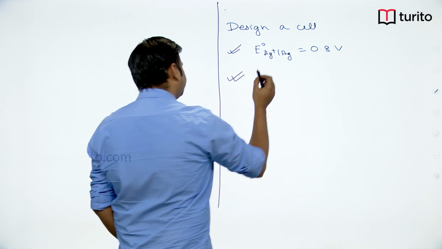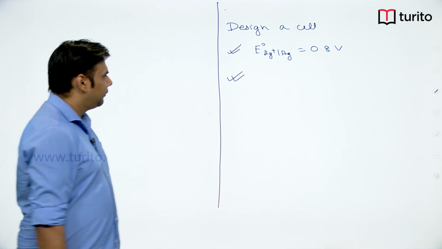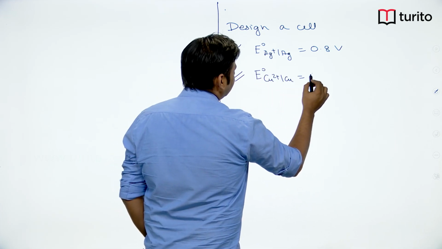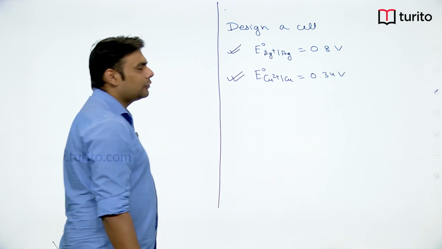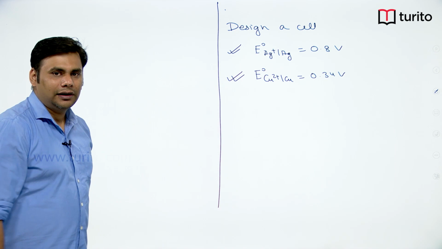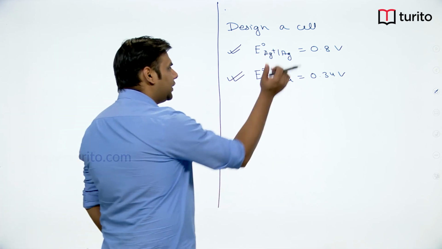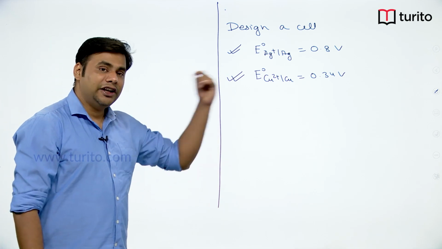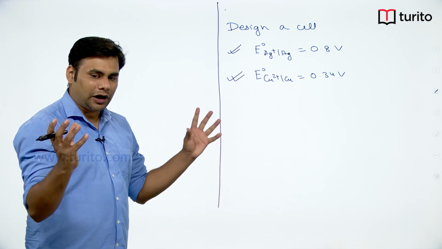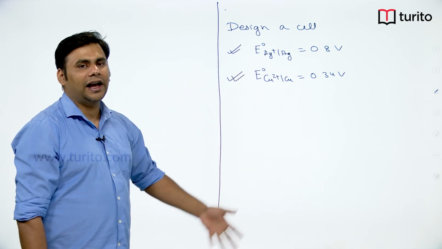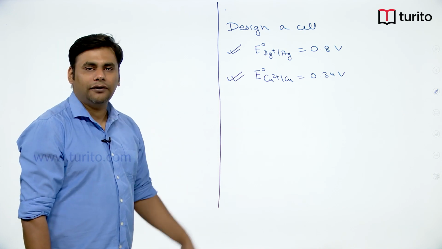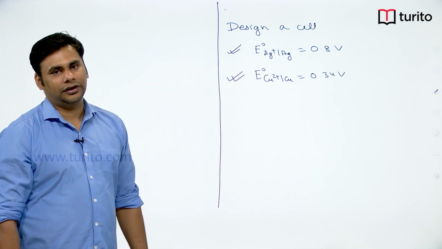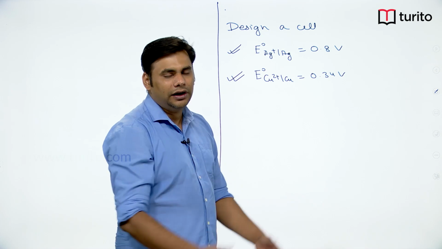I have the copper 2 plus reduction potential, which is 0.34 volt. Now the question comes: can I design a cell which produces current using these two data? I can see that the reduction potential of silver ion is more than that of copper 2 plus ion. If I combine them, silver ion has more tendency to get reduced, so silver ion will undergo reduction and copper has to undergo oxidation. Then only would the redox reaction happen and only then will we get current.